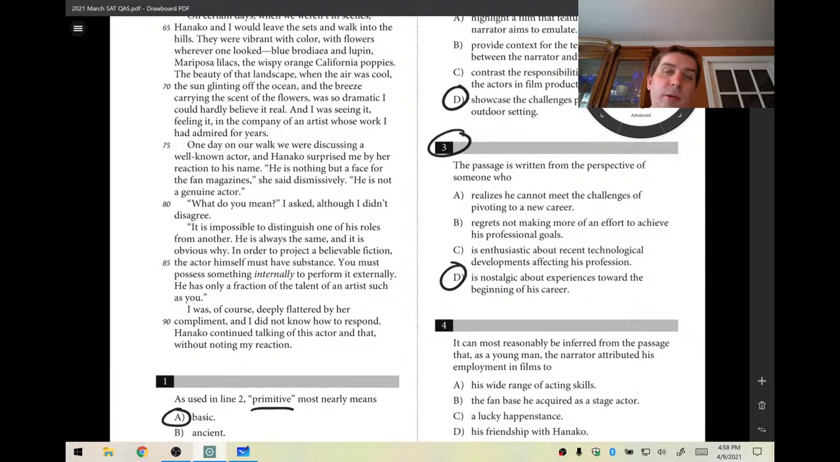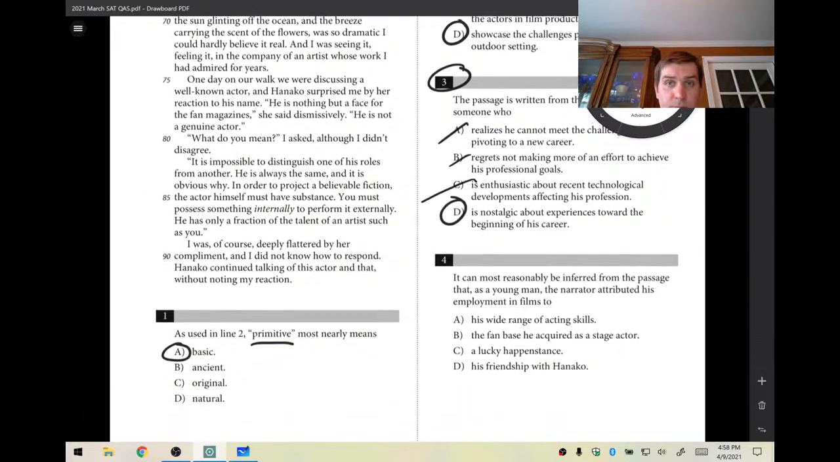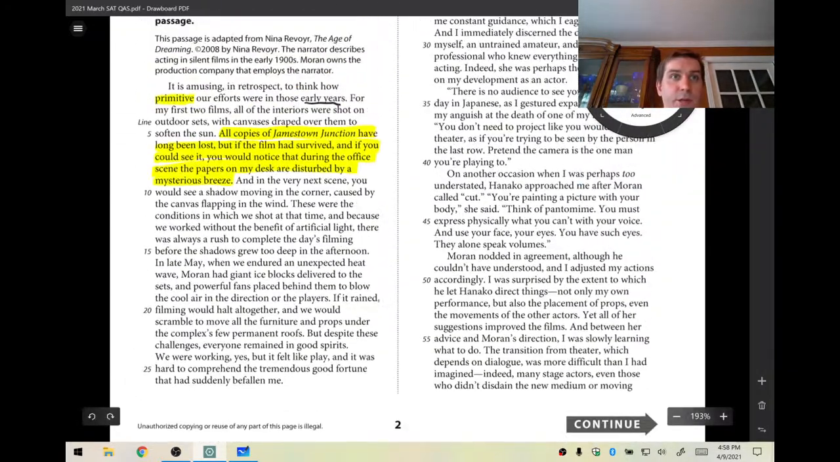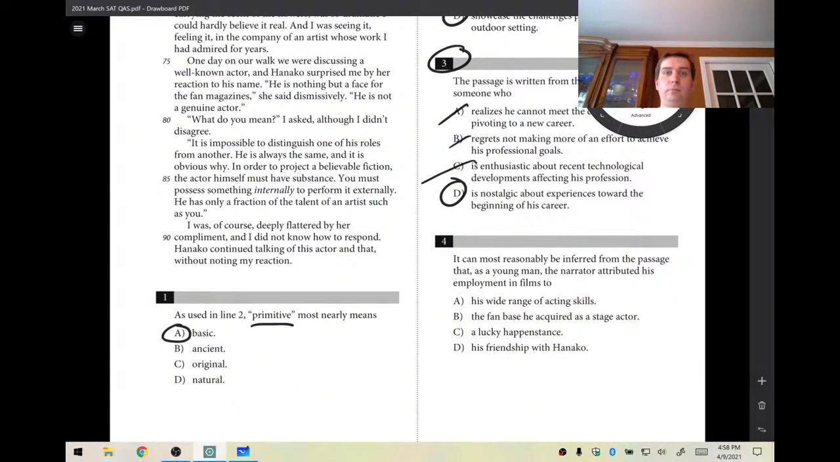We don't see any new colleges. We don't see any regrets or technological developments. No evidence of any of those. Just the nostalgic. Just by looking at the first sentence, you can see him reminiscing. All right, let's look at 4. It can most reasonably be inferred from the passage that as a young man, the narrator attributed his employment in films to what? It's a lucky happenstance.